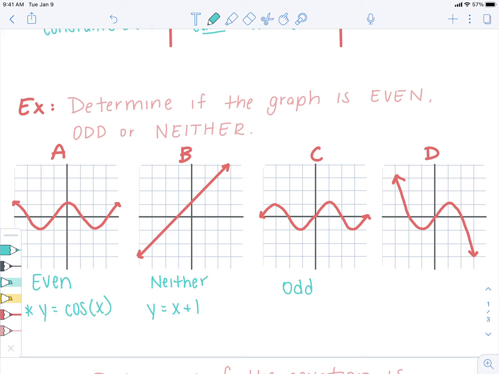A sine graph. Yes. Sine is odd. These parent functions will follow you forever and ever, or at least until June when you move on to your next math class. What about D? Odd. That's a cubic function.